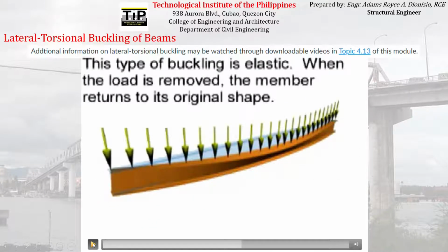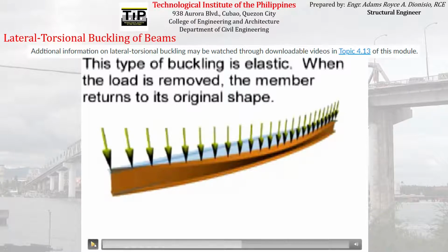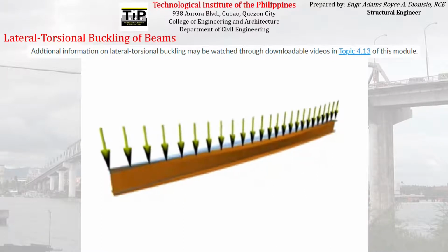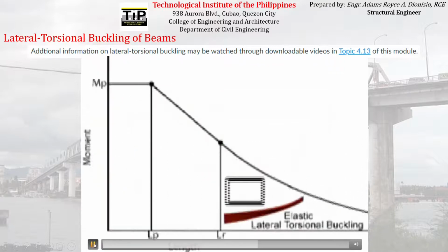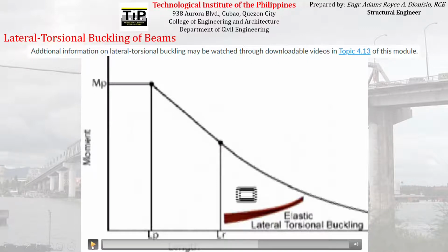This type of buckling is elastic. When the load is removed, the member returns to its original shape. So, that's obviously the definition of elastic. So, ibig sabihin, pag tinanggal mo yung load, dapat babalik pa siya sa original form niya, sa upright position. So, makikita mo, bumalik pa siya sa upright position niya. Ibig sabihin, yung buckling na naganap is actually elastic buckling, elastic LTB, elastic lateral torsional buckling.